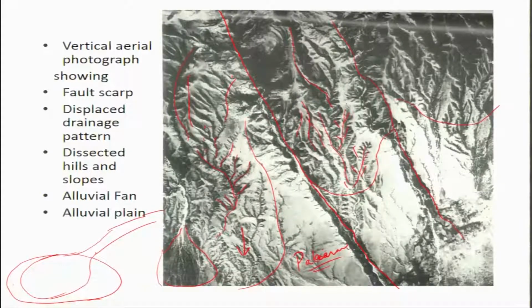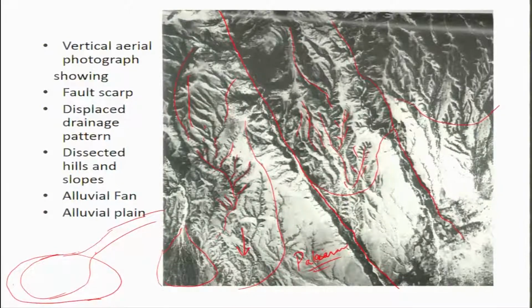We can say that this fault is showing a large slip, which may be a dip slip or a strike slip, but there is dissection of the topography on both sides. That's why this fault shows the maximum slip.